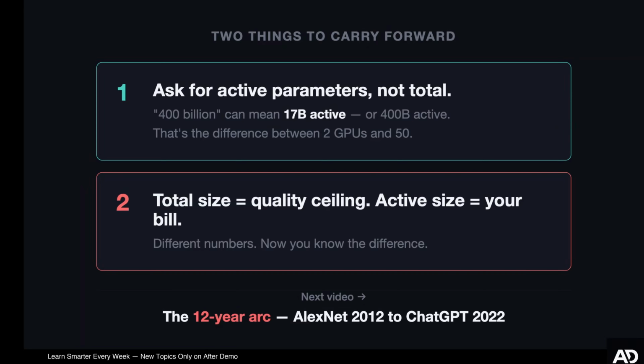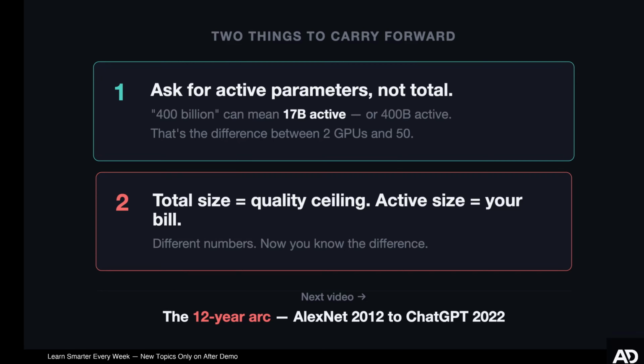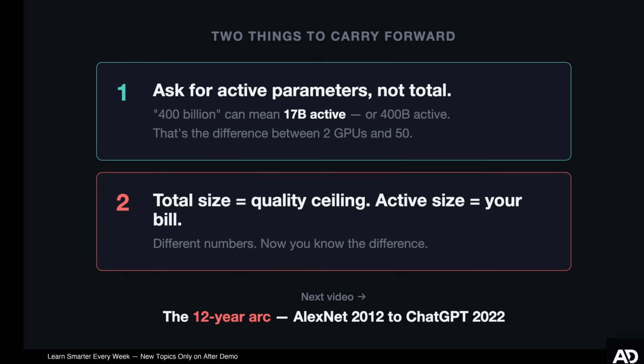Two things to carry forward. One, when someone says "I'm using a 400 billion parameter model," ask if that's total or active. The answer changes everything, whether they need 3 GPUs or 30 GPUs. Two, total parameter count predicts quality ceiling. Active parameter count predicts your bill. Those are two different numbers. Now you know the difference.